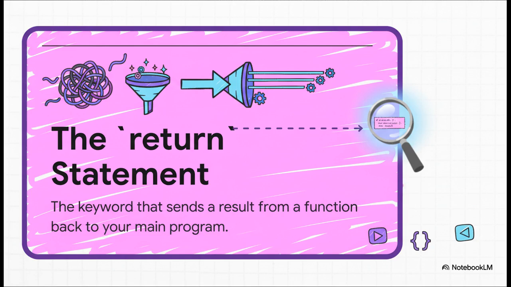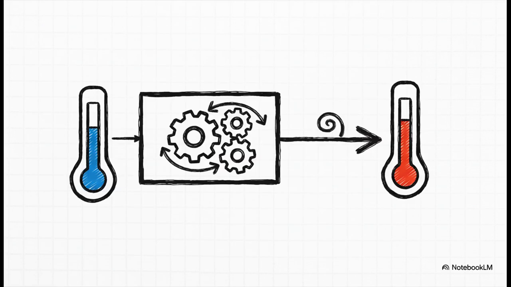your main program. So, just imagine you have a function that converts Celsius to Fahrenheit. You pop in a number in Celsius, it does its little calculation inside, and then it uses return to hand that final Fahrenheit temperature right back to you. The function does the work and gives you the one thing you needed: clean, simple, perfect.